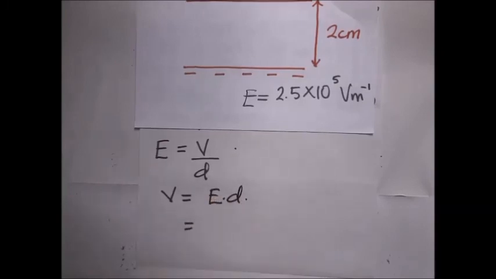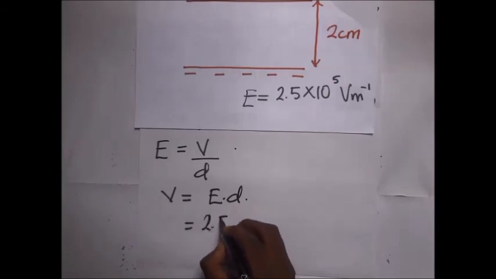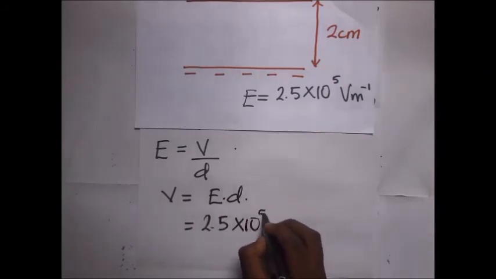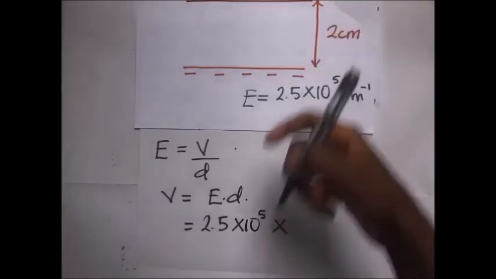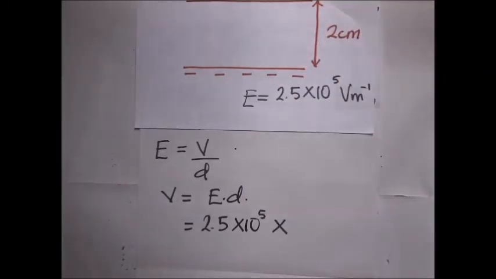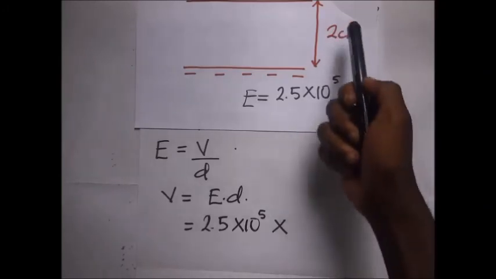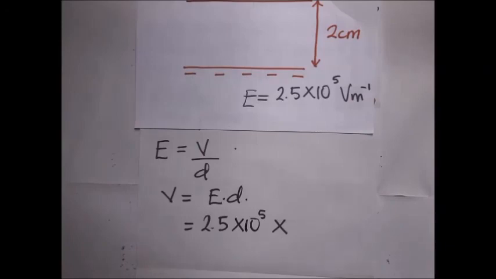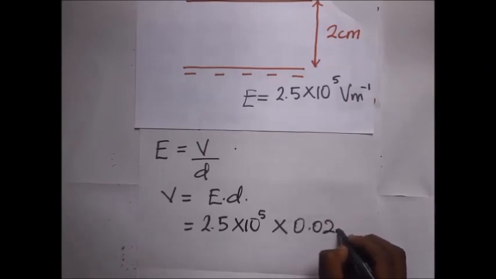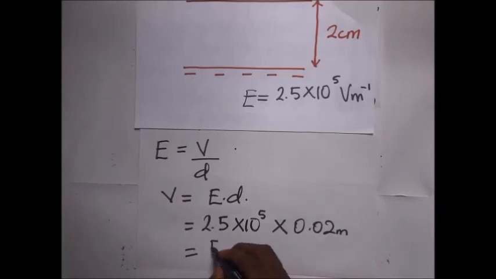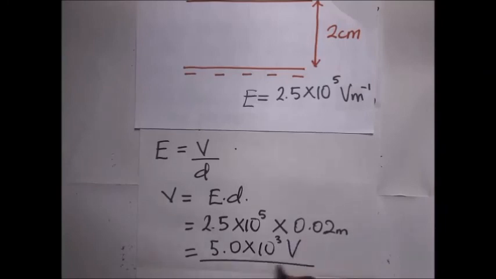What is our intensity? Our intensity is 2.5 times 10 to the power 5. Multiply that by the plate separation, which is 2 centimeters. We convert that to meters, and so it's going to be 0.02 meters. And our potential difference between the plates is simply going to be 5.0 times 10 to the power 3 volts.